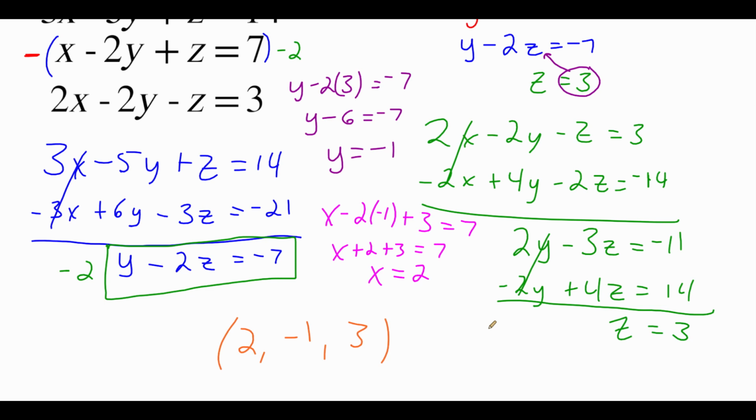And in order to check our answers here with this ordered triple, what we would need to do is, in all three of our original equations, the equations that we started with at the very, very beginning, we should plug in the 2 for the x, the negative 1 for the y, and the 3 for the z, to make sure that this does in fact satisfy that equation.